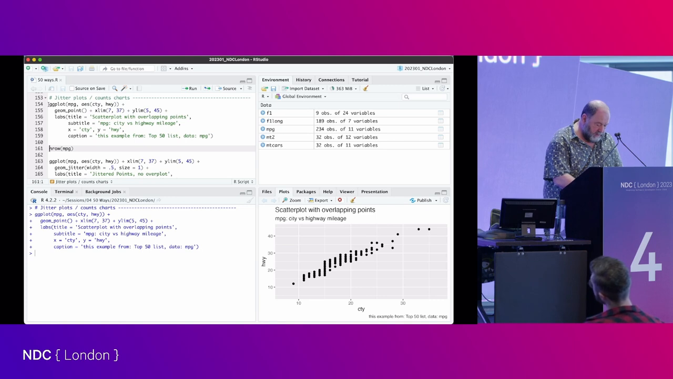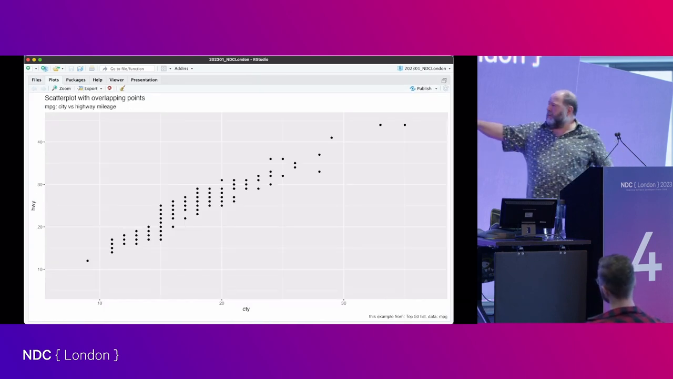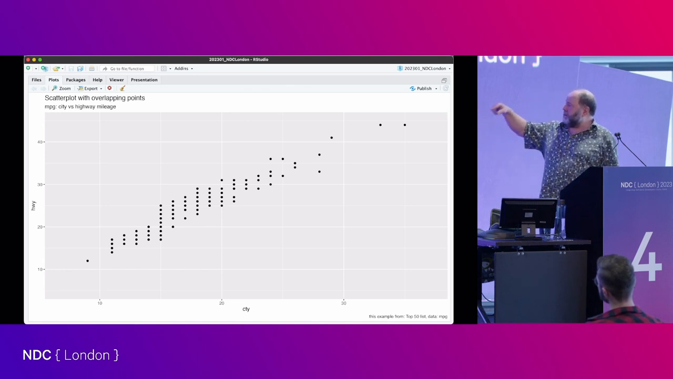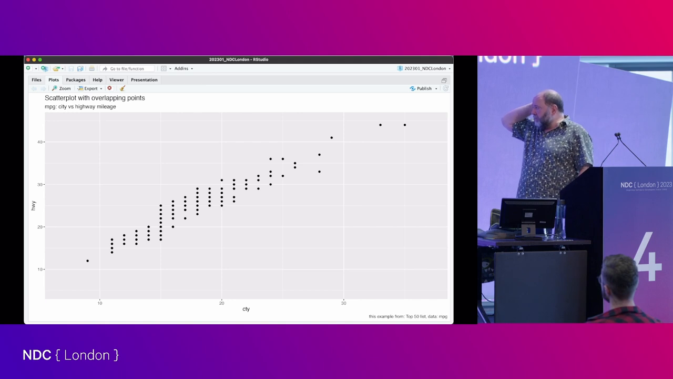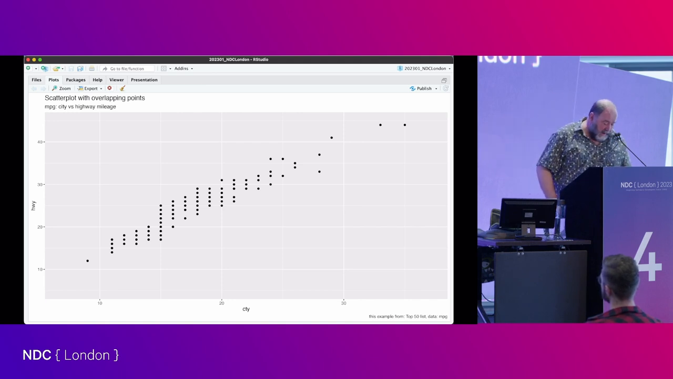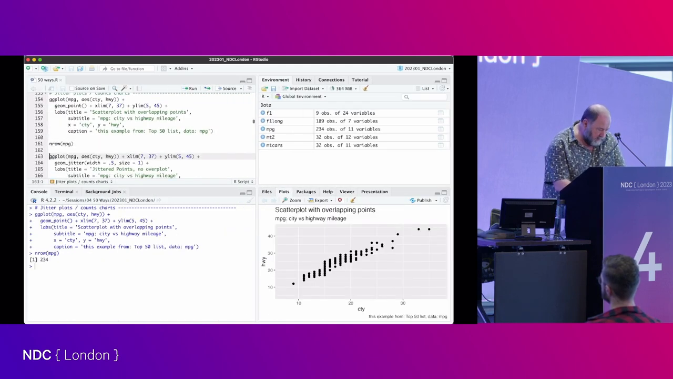So let me just zoom in here. If I ask you how many data points are in this visualization, what will be your answer? Rough number. Pardon? 100? 50. Okay. Actually, there are 200 and something.